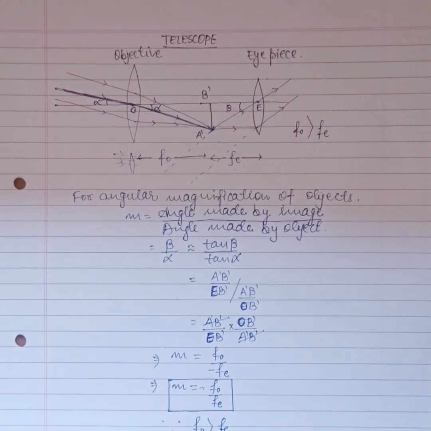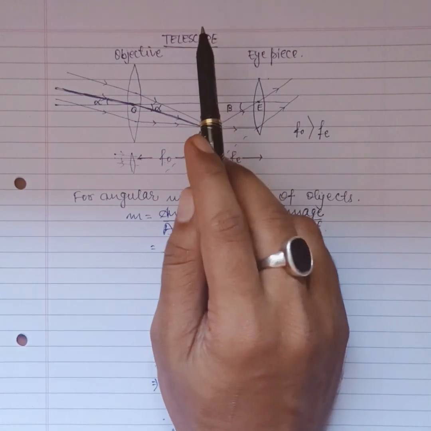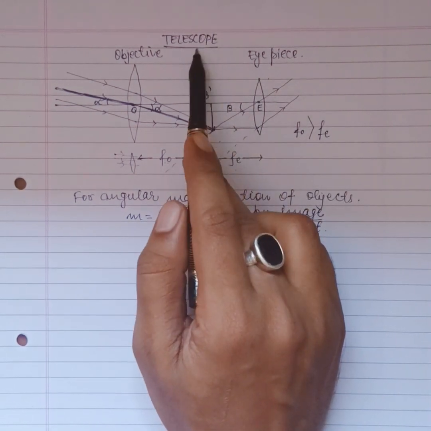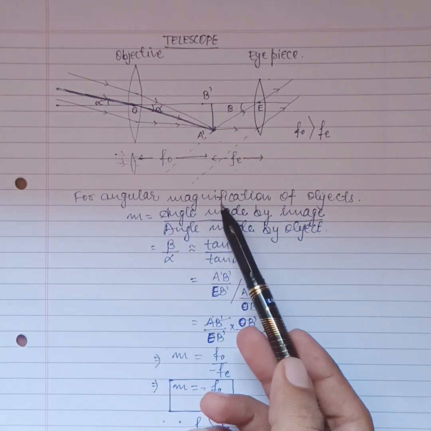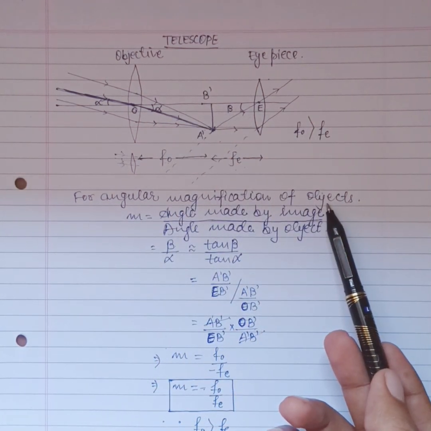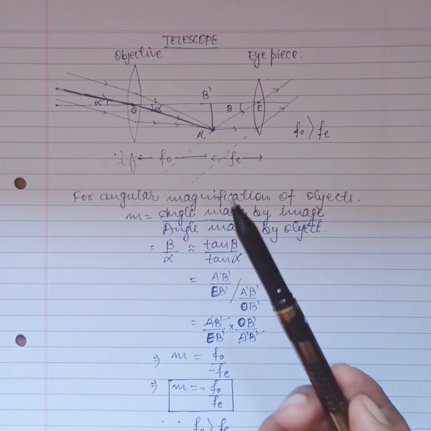Hello students, in this video we will be discussing the telescope. So, what is a telescope? A telescope is an optical instrument which is used for the angular magnification of objects kept at a larger distance. Larger distance means objects like stars, planets and so on.